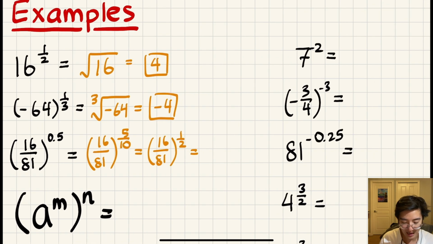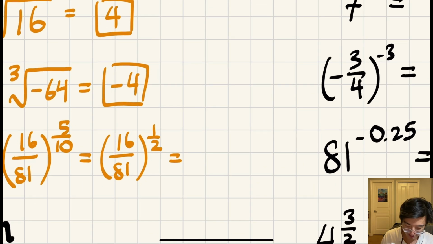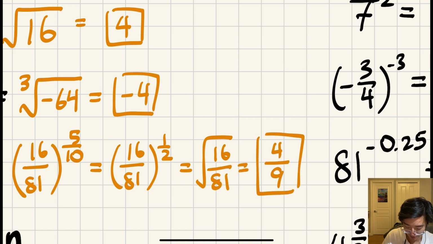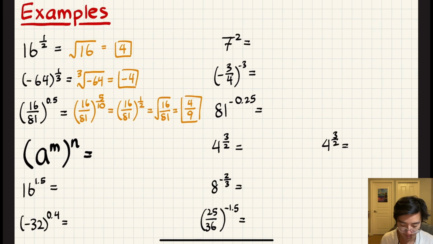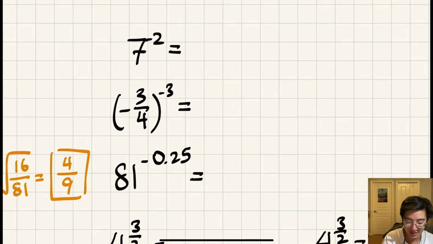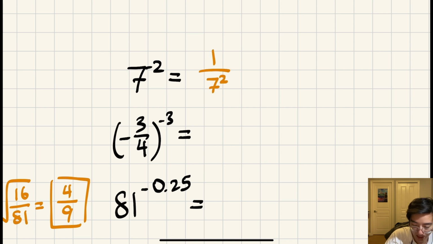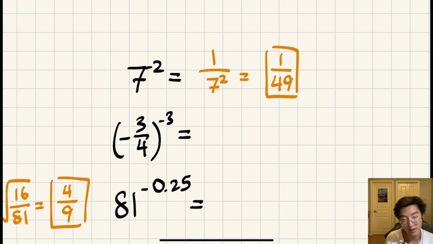So if we have a number to the power of 0.5, all we are saying is just square root that number. That's all it is. So the square root of 16 over 81 will just be 4 over 9, because the square root of 16 is 4, and the square root of 81 is 9. Okay, so that's pretty much the fraction exponents. And now with the negatives, we have 7 to the power of negative 2. This is the same thing as saying 1 over 7 to the power of positive 2, which is just 1 over 49.